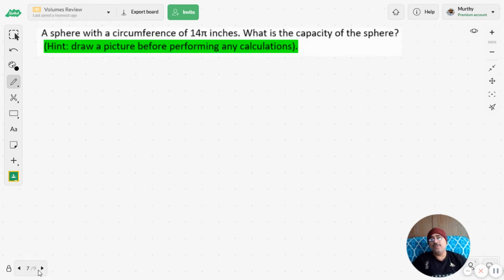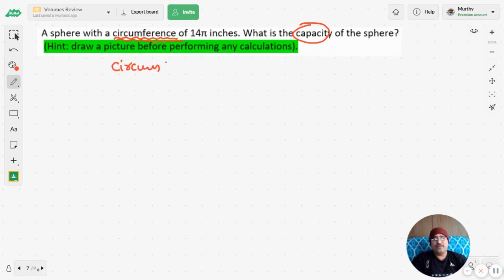Again, a sphere with a circumference of 14 pi inches. Then what is the capacity? Remember, capacity, or how much material it can hold, these kinds of questions are all one and the same. So you technically are asked to find the volume. Let me take the first part, which is the circumference.